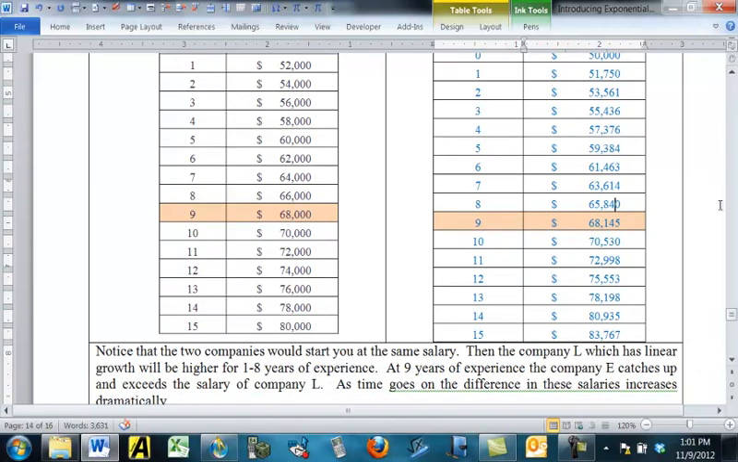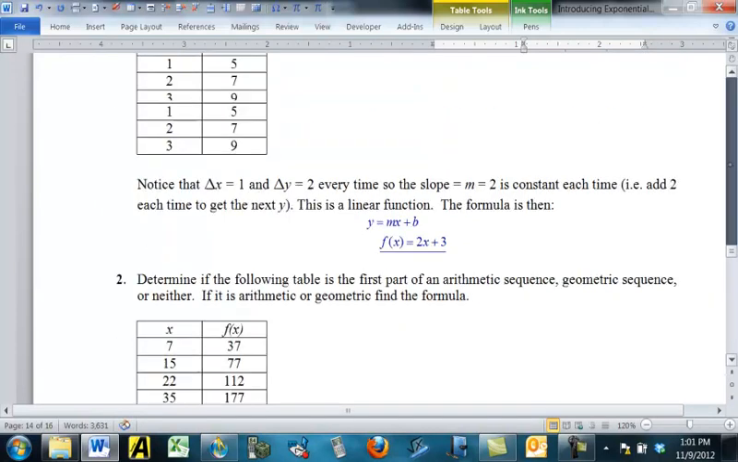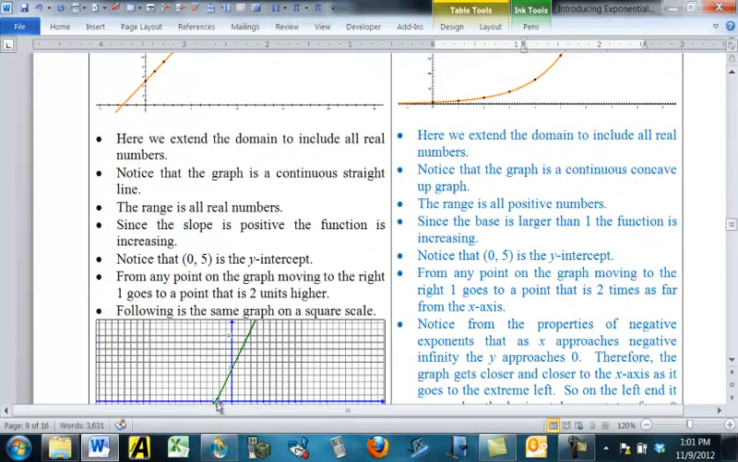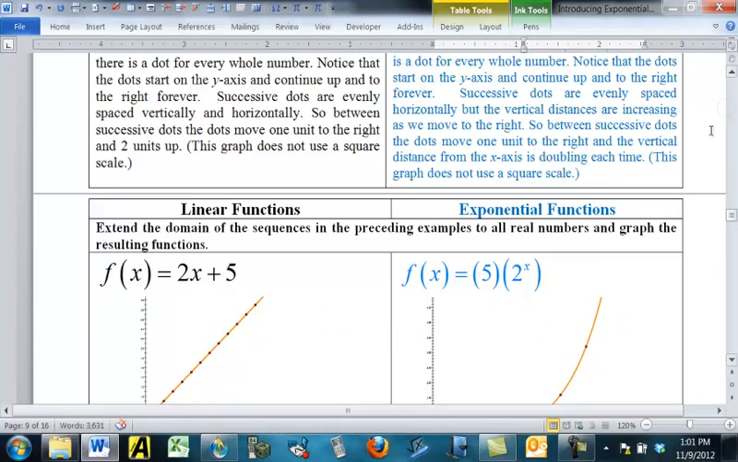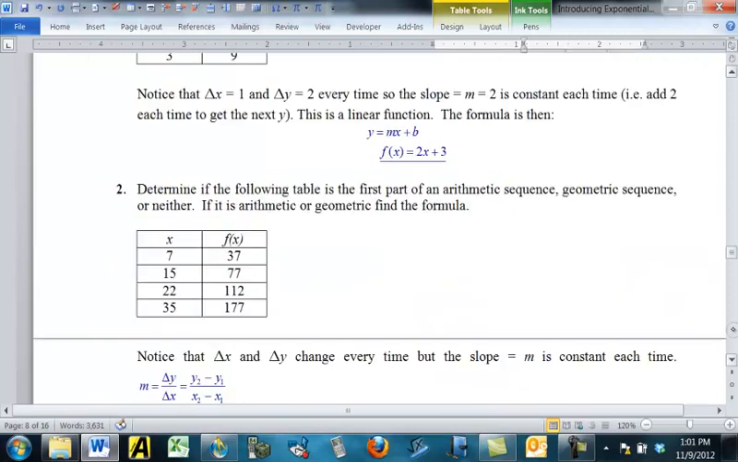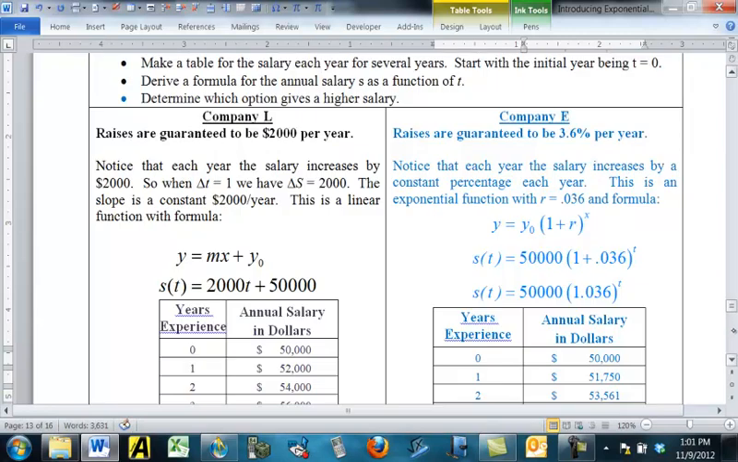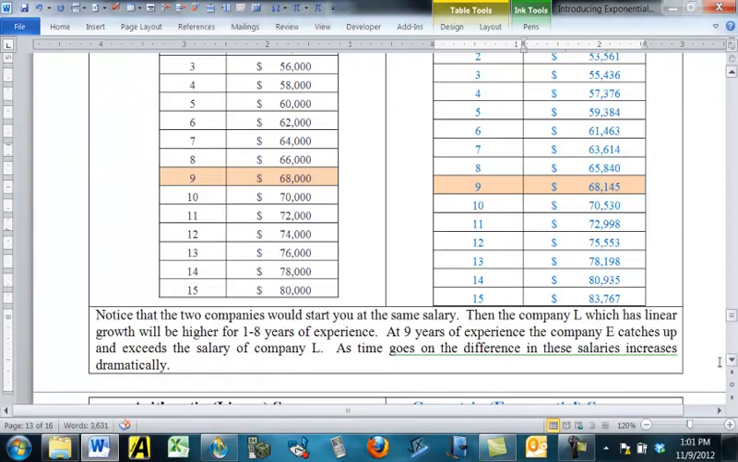So if you think about the shape of the graphs, that makes sense, because the graph shape for a linear increase is straight, versus this one's curved up. Eventually, that curving up is going to catch up with the linear one, no matter how big the slope is. Okay? So which one's the better deal? Well, it depends on how long you're going to work.